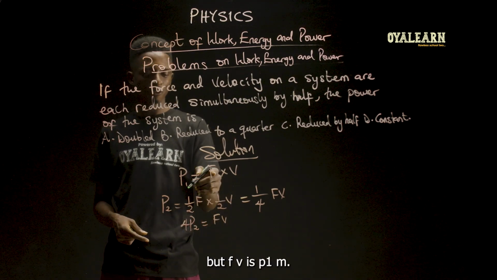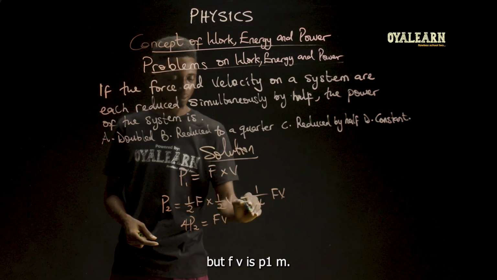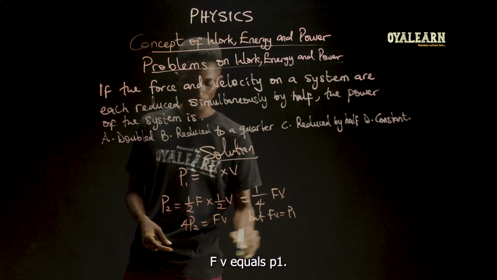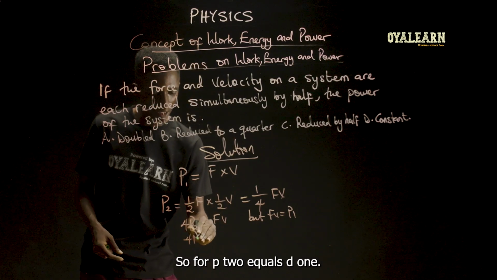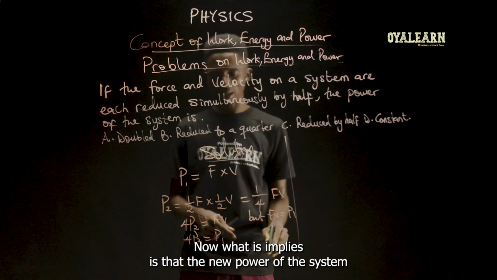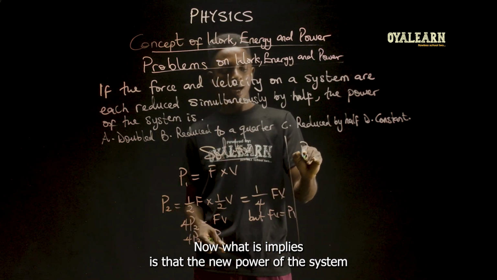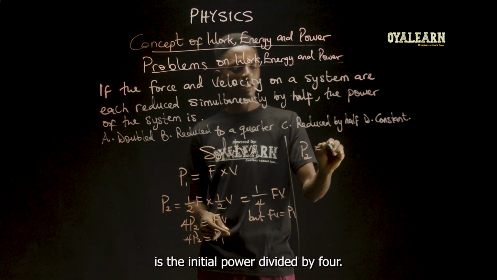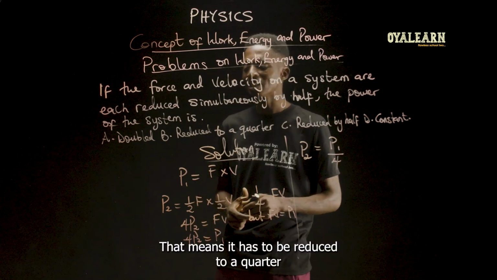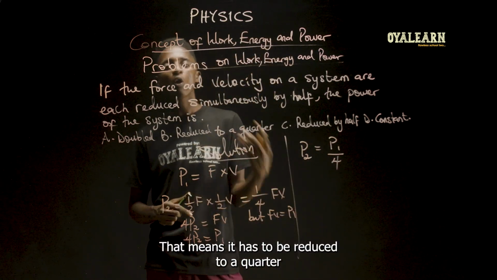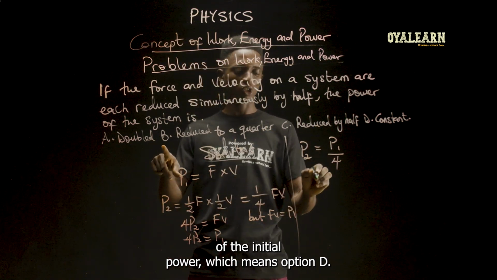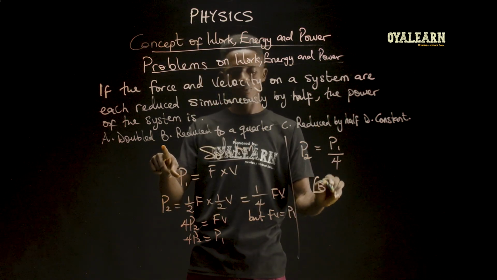Now, but FV is P1. FV equals P1. So, 4P2 equals P1. Now, what this implies is that the new power of the system is the initial power divided by 4. That means it has to be reduced to a quarter of the initial power, which means option B.